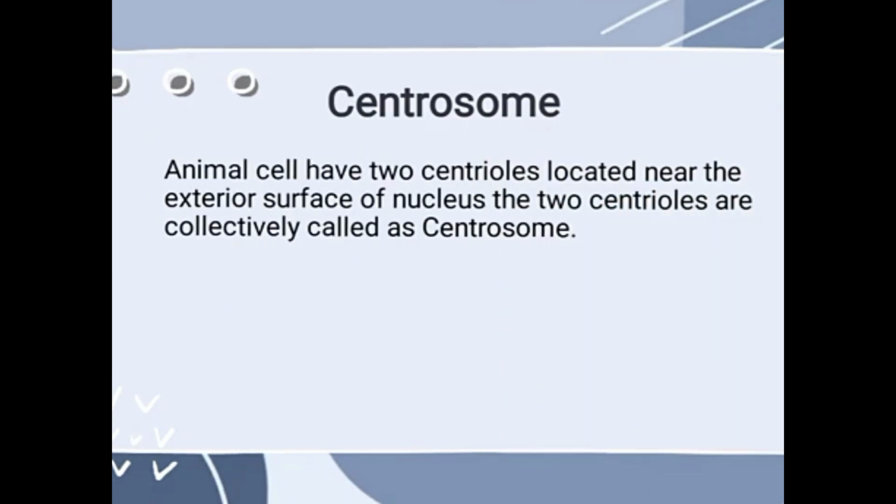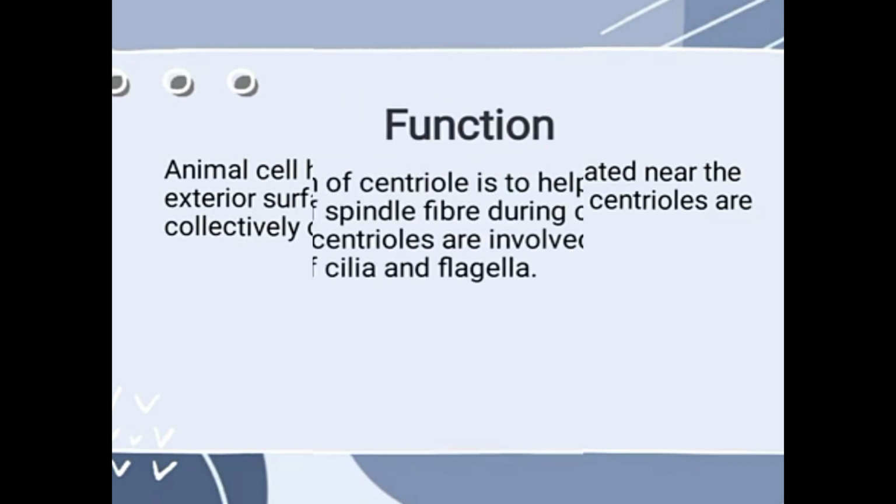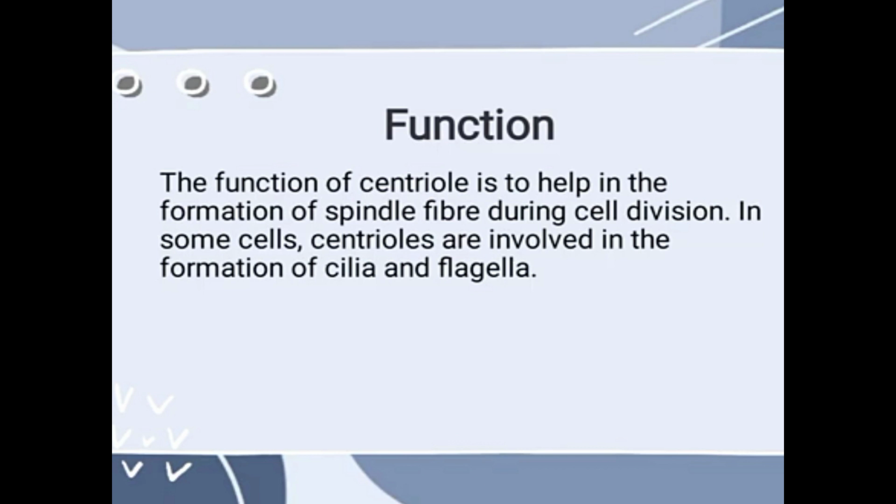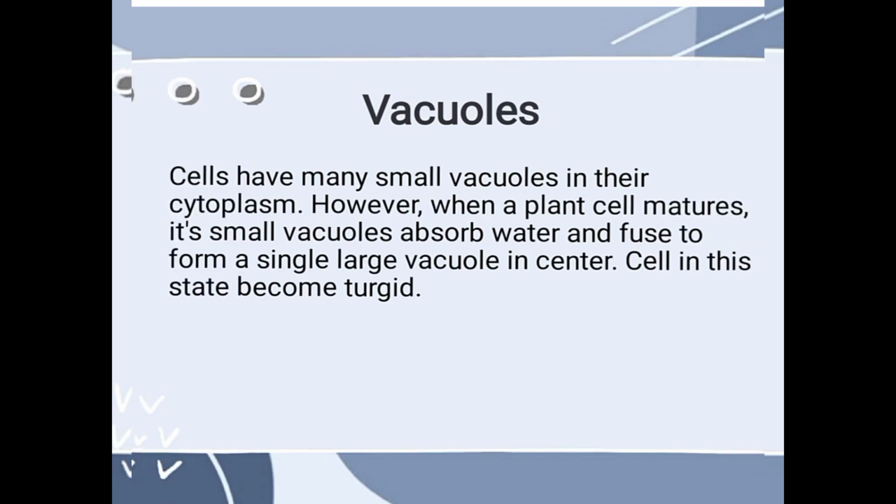Now, what are centrosomes? Animal cells have two centrioles located near the exterior surface of the nucleus. The two centrioles are collectively called the centrosome. The function of the centriole is to help in the formation of spindle fibers during cell division. In some cells, centrioles are involved in the formation of cilia and flagella.